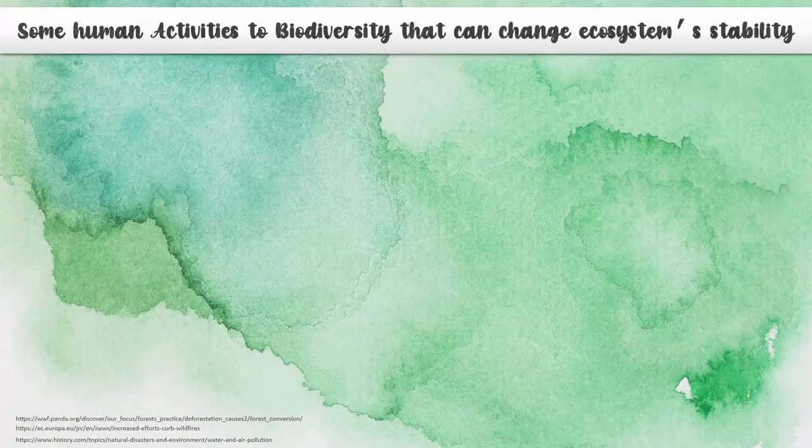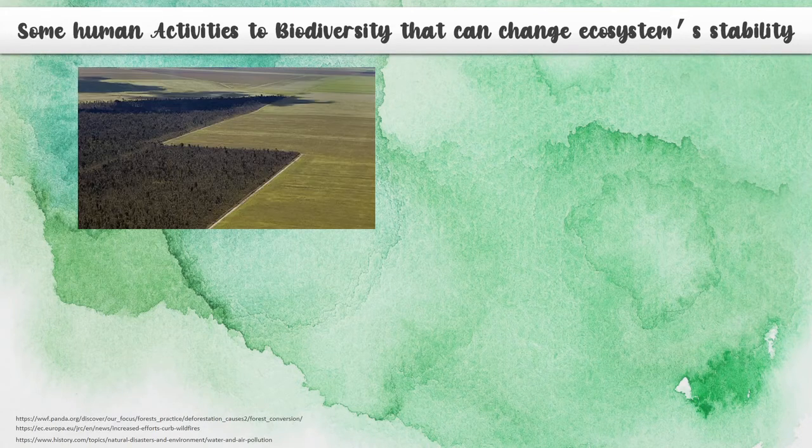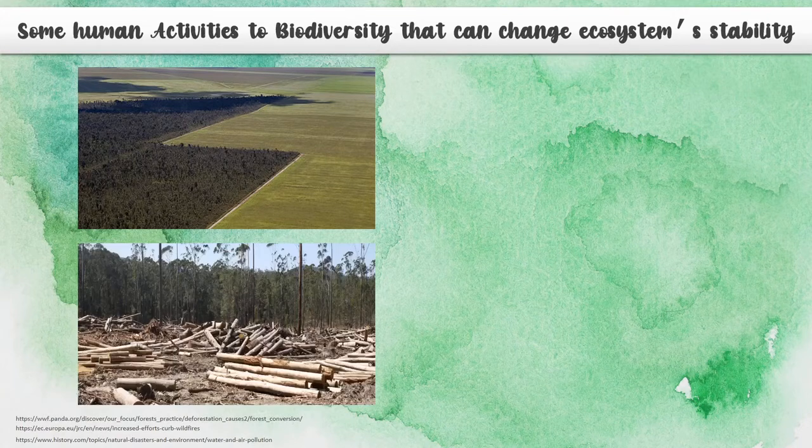Here are some human activities affecting biodiversity that can change ecosystem stability. First, forest conversion. It is the clearing of natural forests to use the land for another purpose, often agricultural but also for mines, infrastructure, or urbanization. It is the largest cause of global deforestation today. Second is logging. It is a process in which trees are cut down, usually as part of timber harvest.